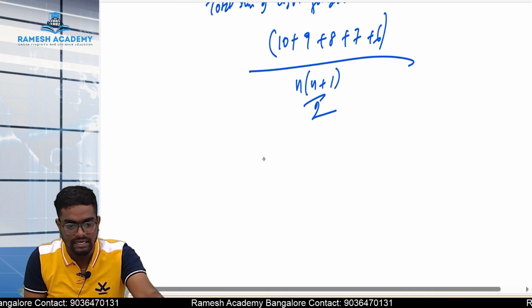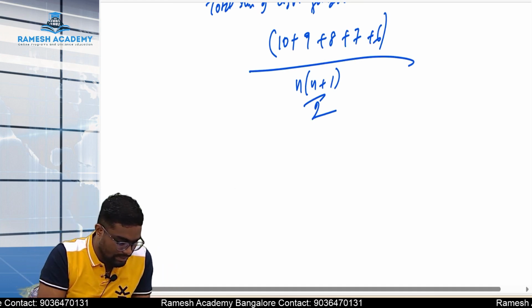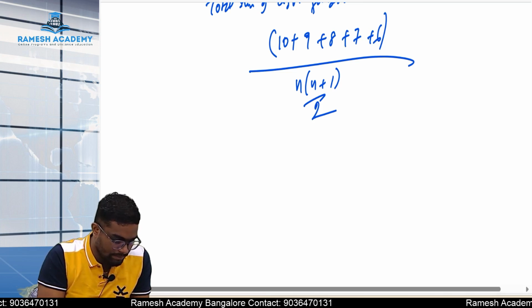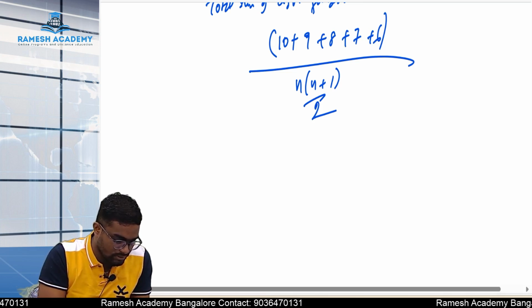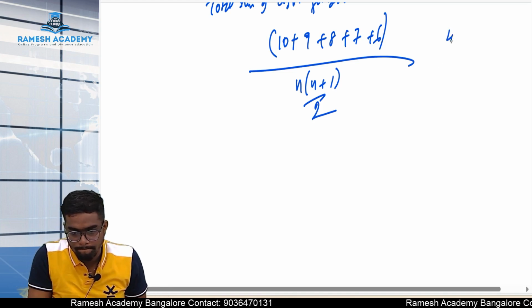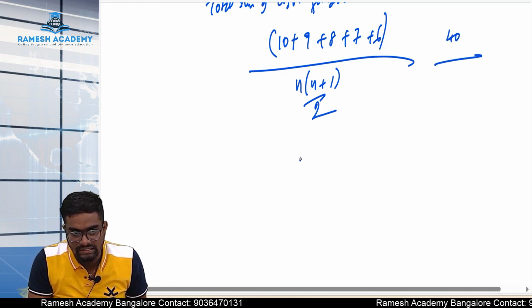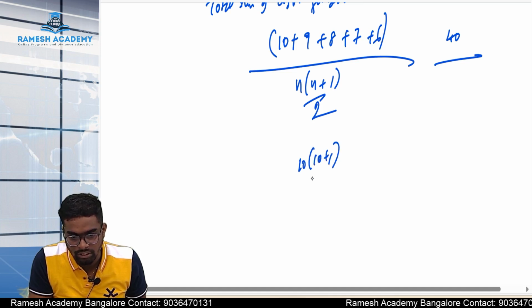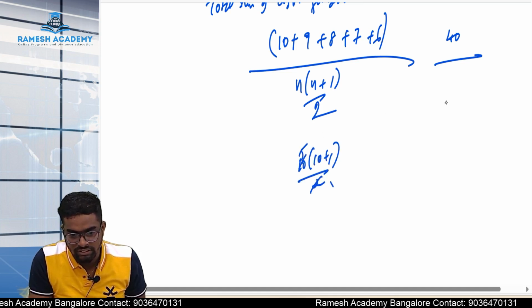Okay, so please add this. It will be 10 plus 9 plus 8 plus 7 plus 6, 40. And this will be, obviously, n is 10, no? 10 into 10 plus 1 divided by 2. 1, 5, it will be 55.